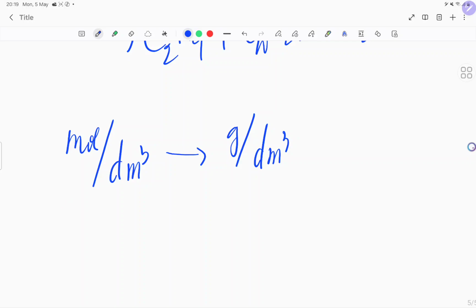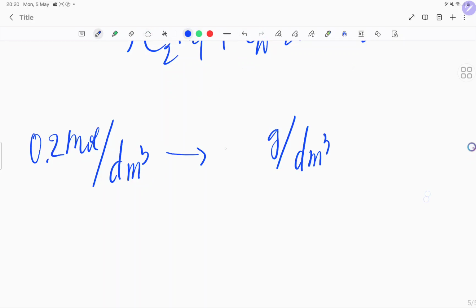So 0.2 mole is equivalent to 19.69 gram. Understood? When you convert mole to gram, that means you have to calculate the mass of the given mole.